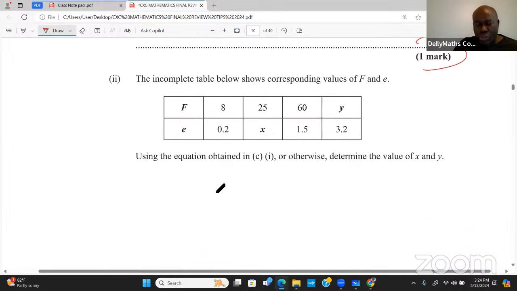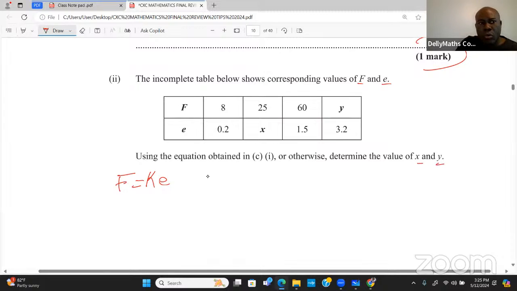So let us now go to the second part of the question, where it says, the incomplete table below shows corresponding values of F and E, right? Corresponding values for F and E, I will highlight. This is my F row, and this is my E row down here, right? So we want to pay attention to the rows. Let us see what they want. So they're saying using the equation obtained above, which is this, I'm going to write it back that F is equal to KE. K is the constant of variation right here. Remember, we said that. What we want to do is to determine the value for X and Y.